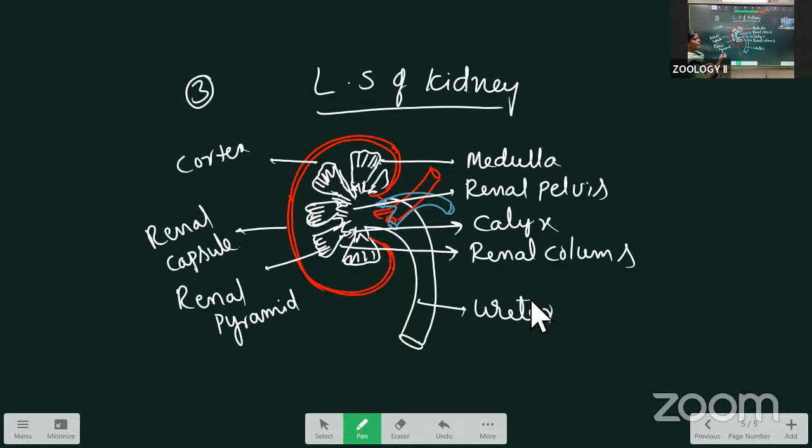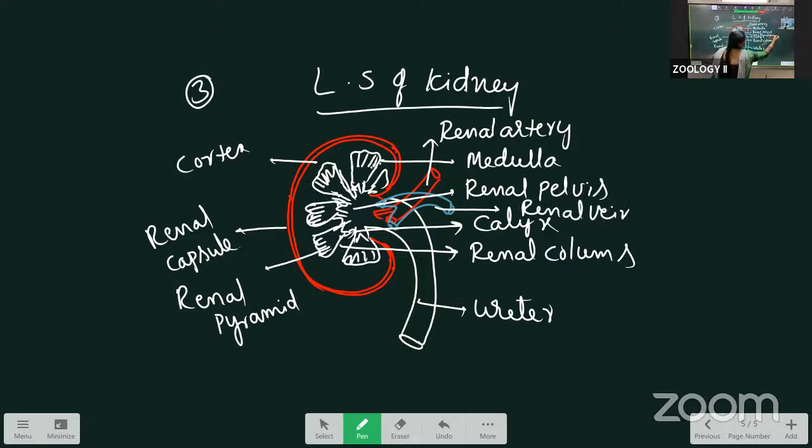Next, here the blood circulation is there. The renal artery brings the blood to the kidney and the renal vein comes out. This one is about the diagram of the kidney. Try to draw the diagram, and this one is next. Next, we are going to discuss the next one.